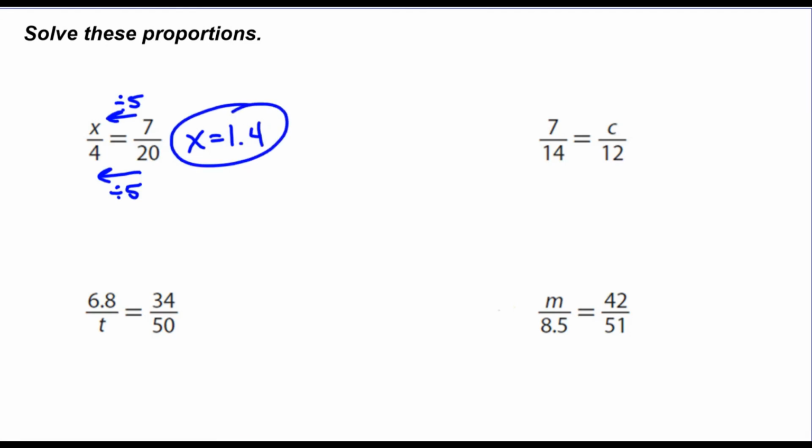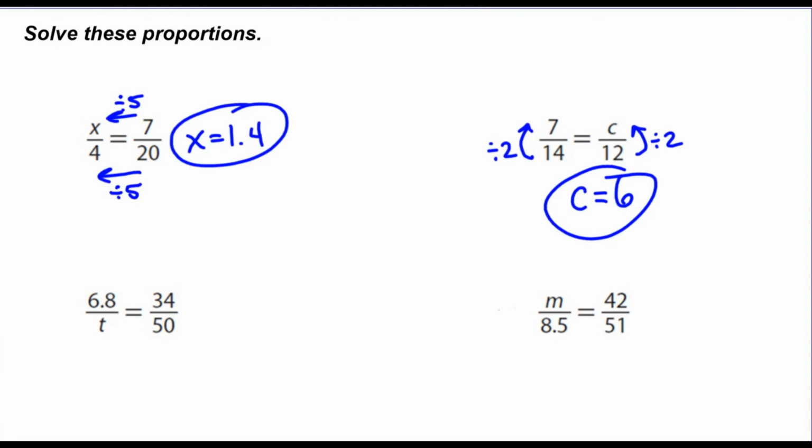The next one, I see a vertical relationship here. 7/14 is 1/2. So the numerator is half of the denominator, or the denominator divided by 2. So if I just take 12 divided by 2, that's going to tell me what C is. So C is 6. I've solved that proportion. So I used a horizontal relationship there. I used a vertical relationship in the second one.